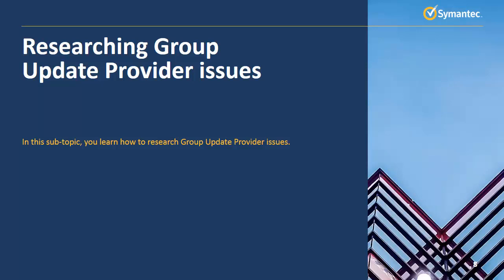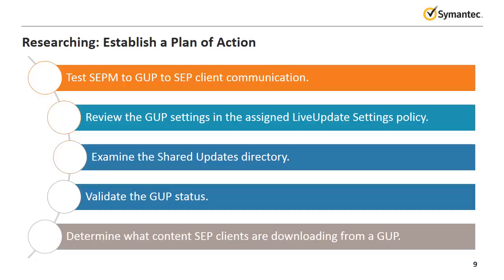Now that we've gathered evidence, it's time to research the issue. When researching a GUP issue, use the following plan of action. Confirm that client communication works between the SEPM to the GUP and the client. You can quickly test this with the contentinfo.txt file and a browser. Review the GUP settings in the Assign LiveUpdate settings policy. Verify that Use a Group Update Provider is enabled and review the settings. Validate the GUP status on the SEP client and SEPM.